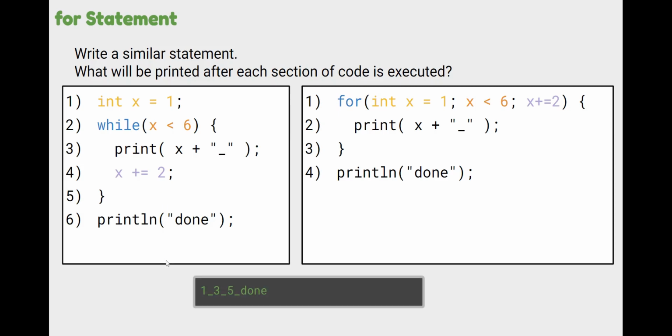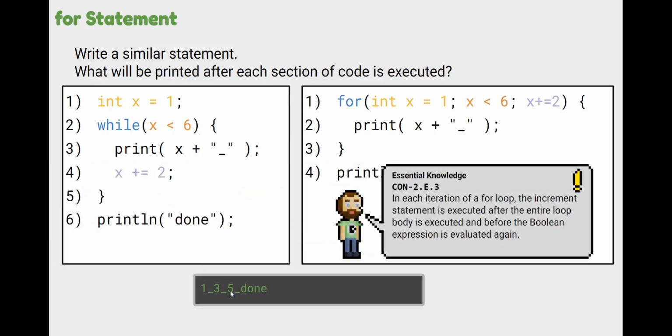That means we're going to print 1, 3, 5, and then once we add 2 to 5 and we get 7, 7 is no longer less than 6. We don't get inside the while statement. We don't get inside the for statement. Either way, we would print done afterwards. This aligns with our essential knowledge.